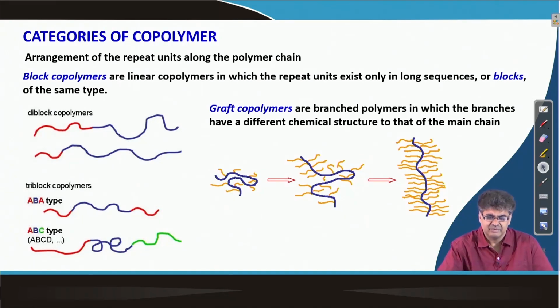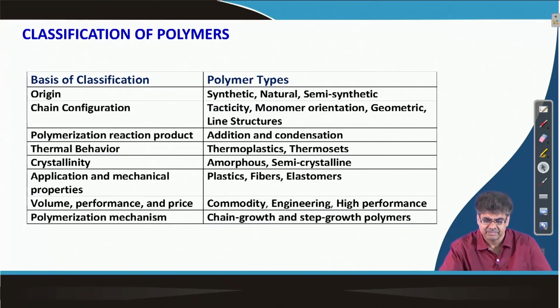So, we have now discussed copolymers depending upon different structural arrangements of the monomers: we can have random copolymers, statistical copolymers and alternating copolymers, and also we can have block copolymers and graft copolymers.